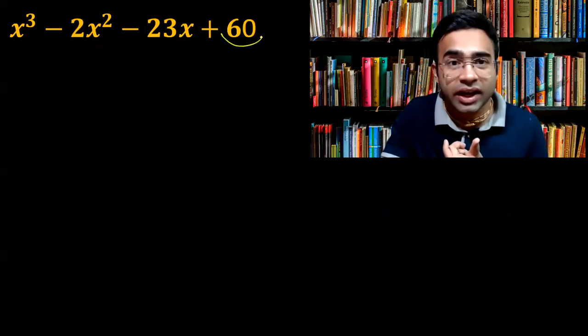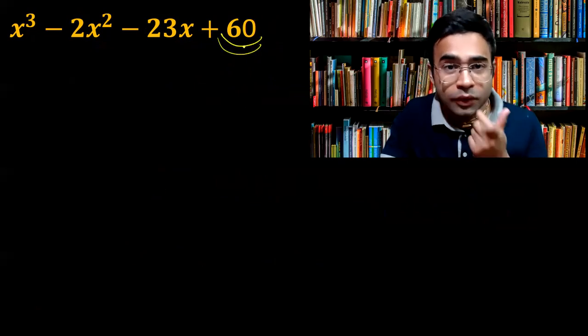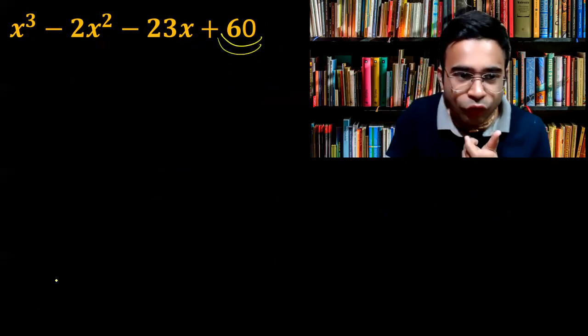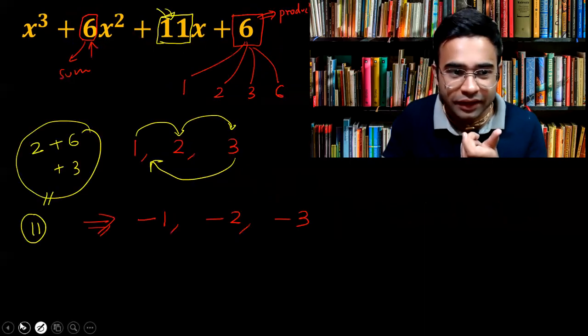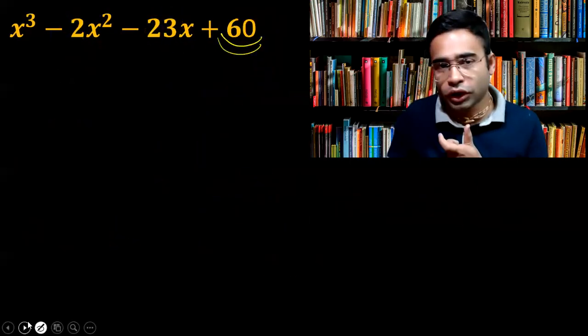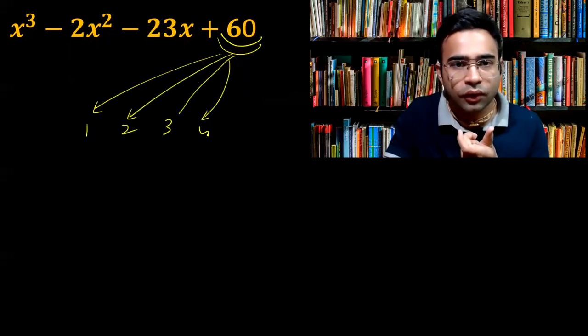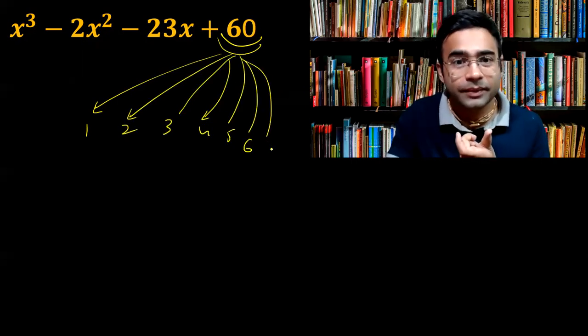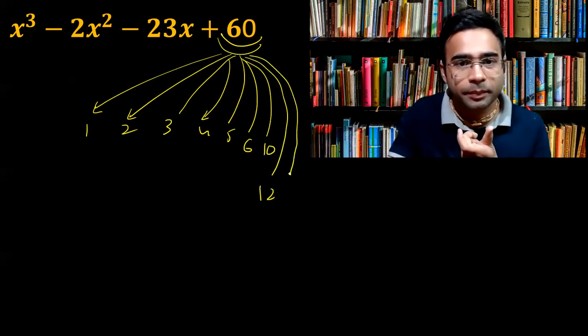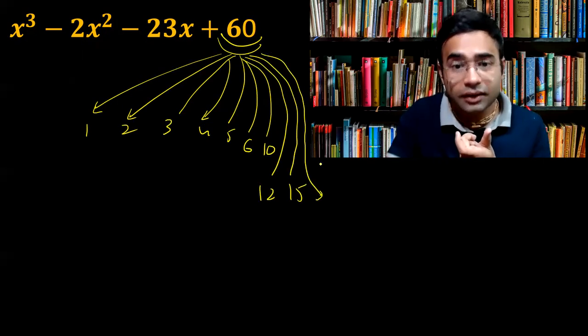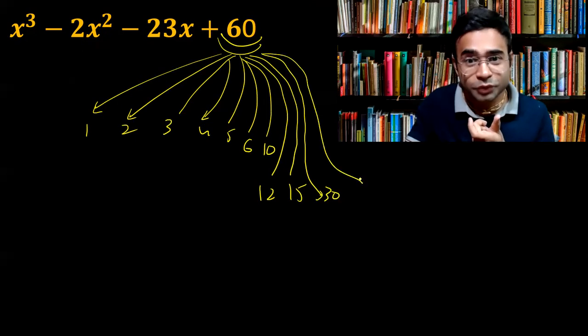Again, let's try again. This 60, it's a big number. Now, kids, please wait. There's a negative sign involved. In the previous example, there was no negative sign. So if there's a negative sign, now see what I'm going to do. Again, let's do it. 1, 2, 3, 4, 5 can come, 6 can come, 10 can come, 12 can come, 15 can come, then what? 30 can come. Looks pretty big, right?